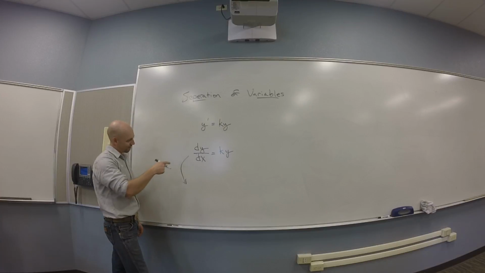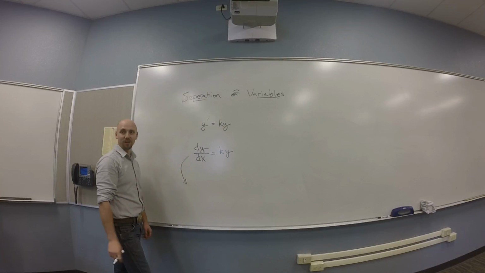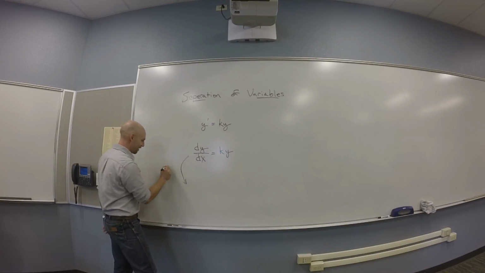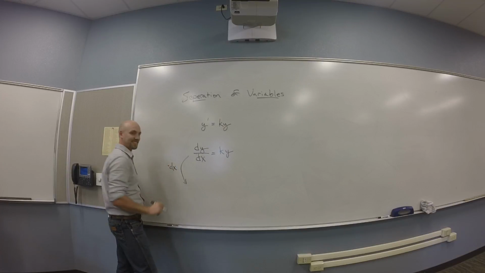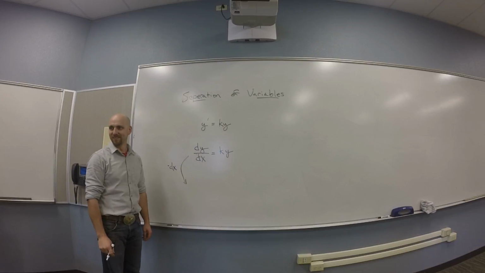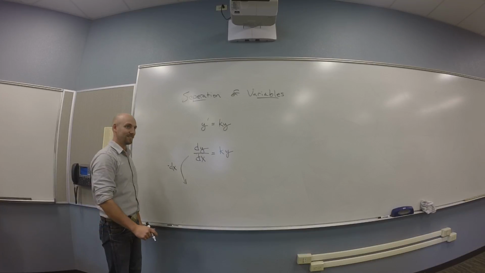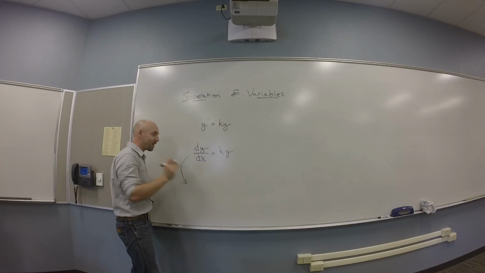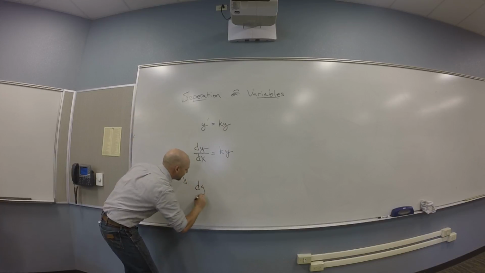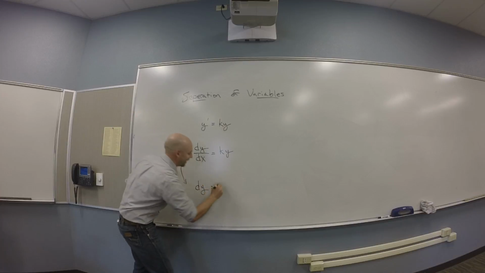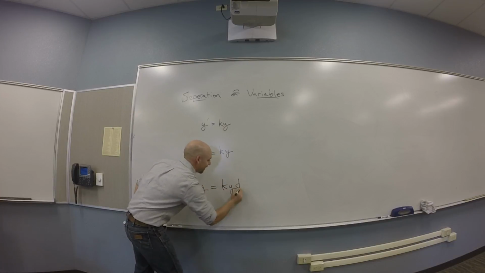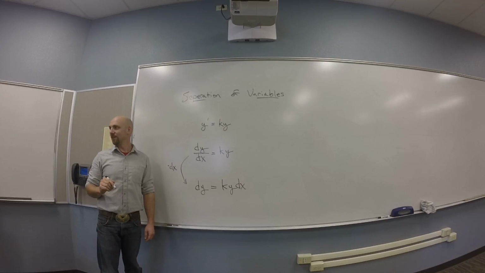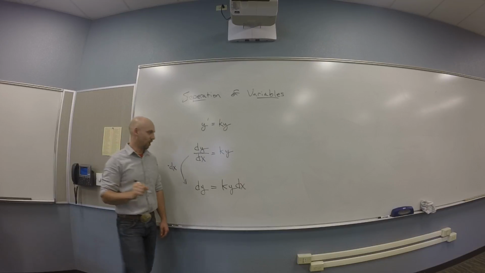So what do you do? Tell me. Multiply by dx? Yeah. Multiply both sides by dx. No thinking. There's no thinking when you separate variables, okay? Just stop. So you get dy is ky dx. And then you divide by y.